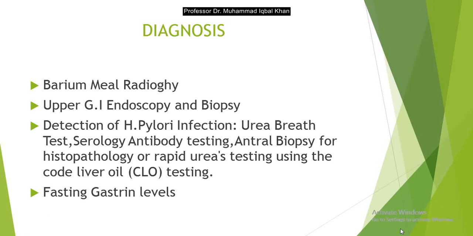In that case we will find a crater of the stomach ulcer, gastric ulcer, or the duodenal ulcer. You might find some irregularity in the mucosa of the stomach and the duodenum, or the crater there. So by barium you are able to diagnose the peptic ulcer. However, the upper GI endoscopy is the gold standard.